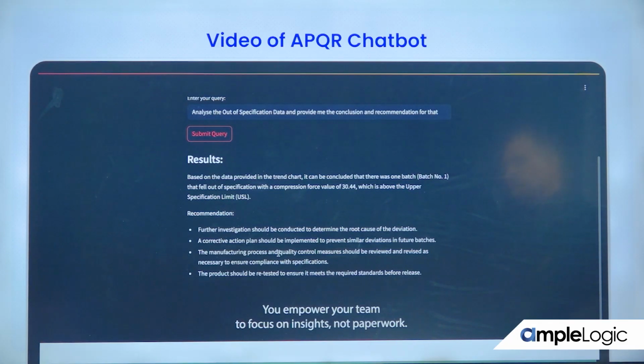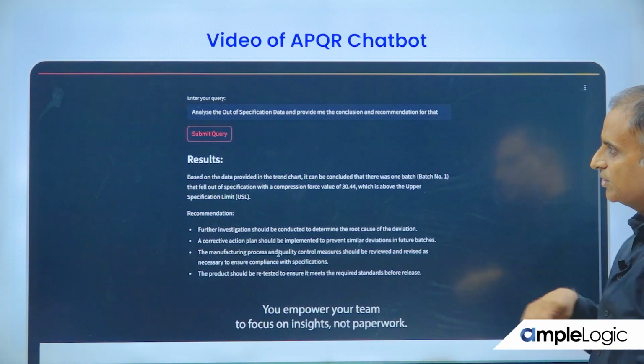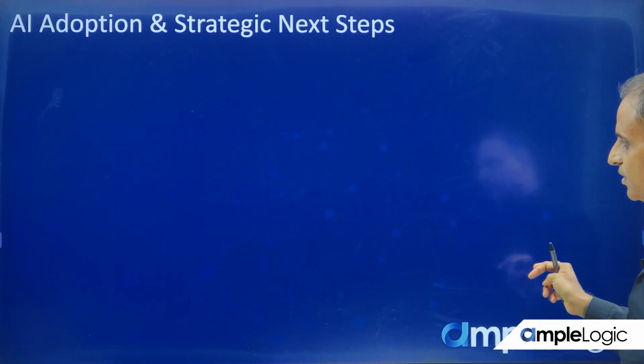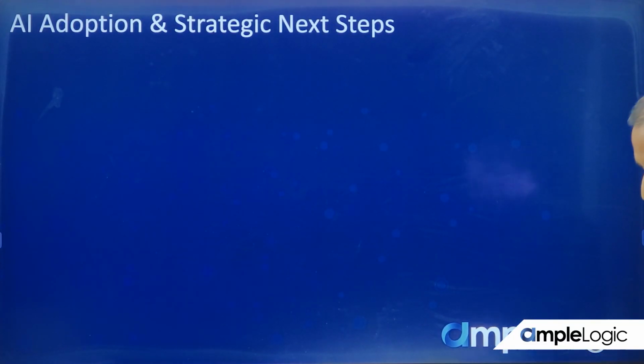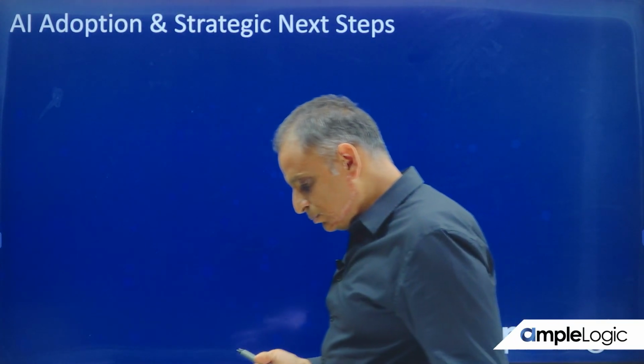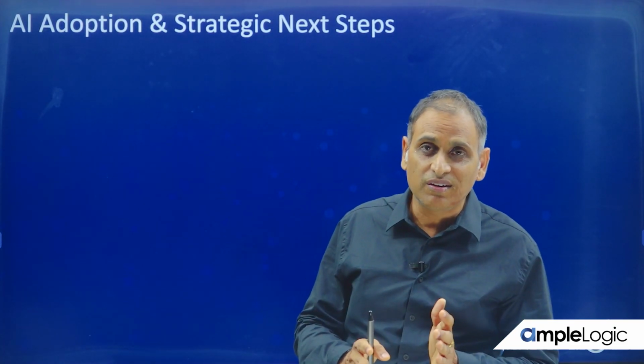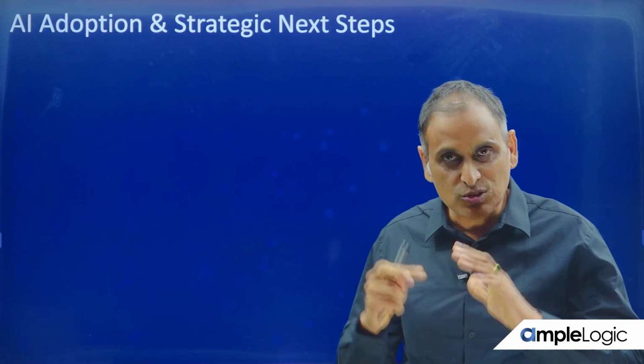So this is what APQR is going to mean for the work, right? These are the typical examples that have been given. These examples can be implemented from tomorrow onwards if you want to do a POC, because you have the data, and we are not changing any kind of approach.